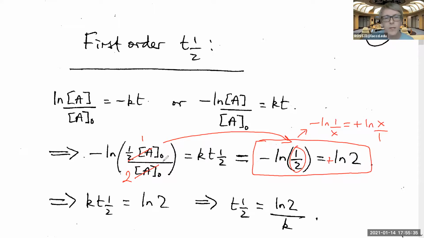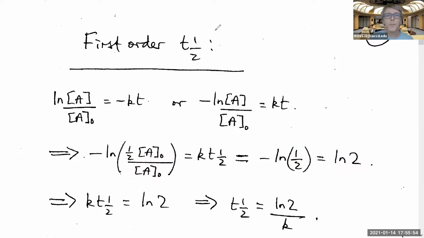So we can just say that positive log 2 is equal to k t a half. And then we isolate t a half, and we've got t a half is log 2 over k, and that's our half-life expression. Okay, so that's pretty simple.